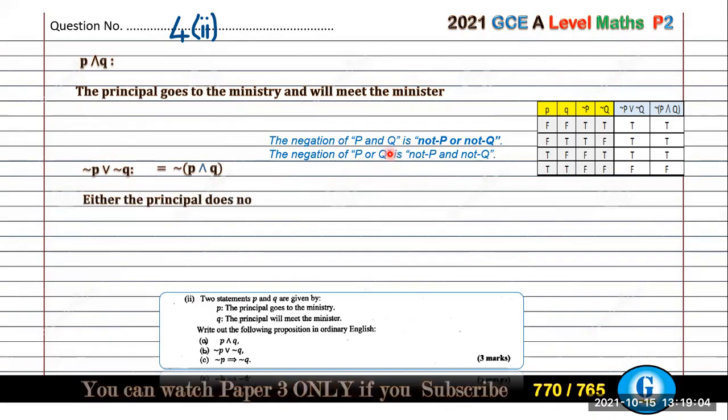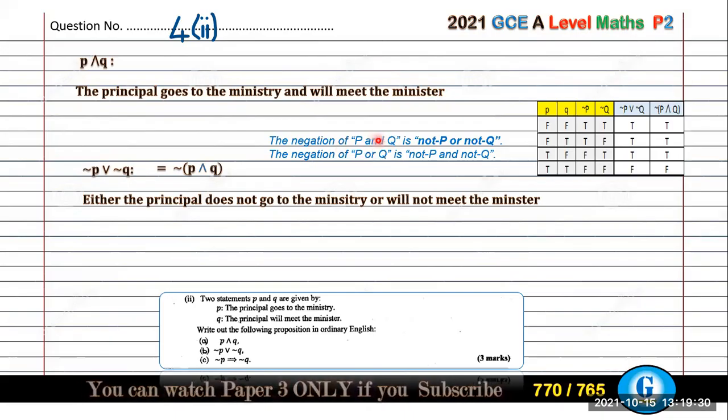So you can use either one. So the principal does not go to the ministry or will not meet the minister, okay? The principal does not go to the ministry or will not meet the minister. But the negation of P or Q, P and Q, okay, this is it here, as we have just mentioned.